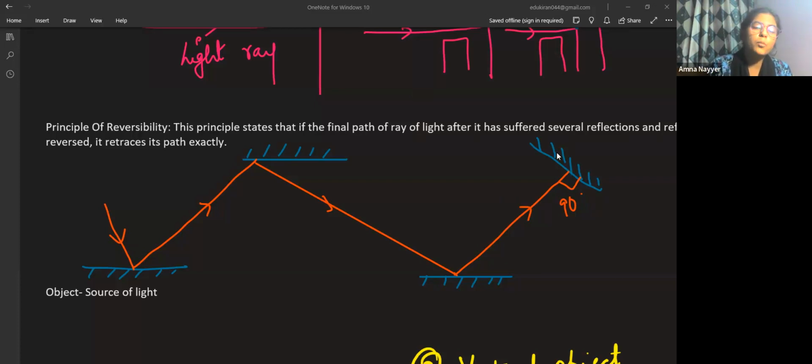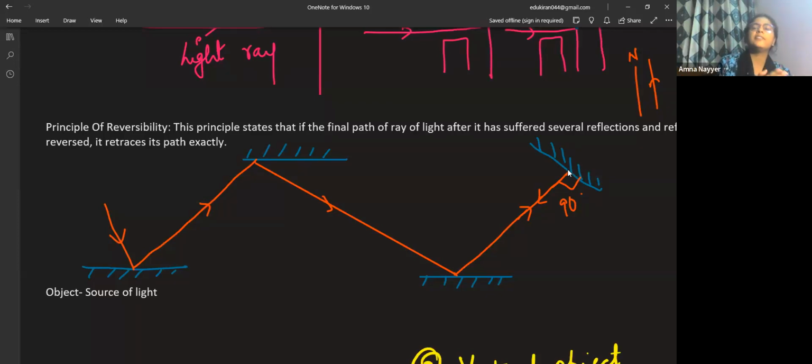How do I make the normal here? Normal is this. Retracing it, this is the normal making an angle of 90 degrees with the plane. The incident ray is also striking normally. So what is the angle between the normal and incident ray? Normal is also here, and the incident ray is also on the same path. Both are overlapping each other. 0 degree.